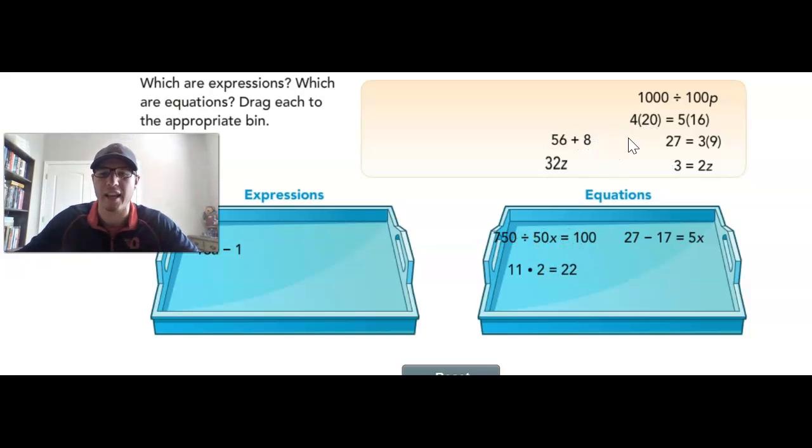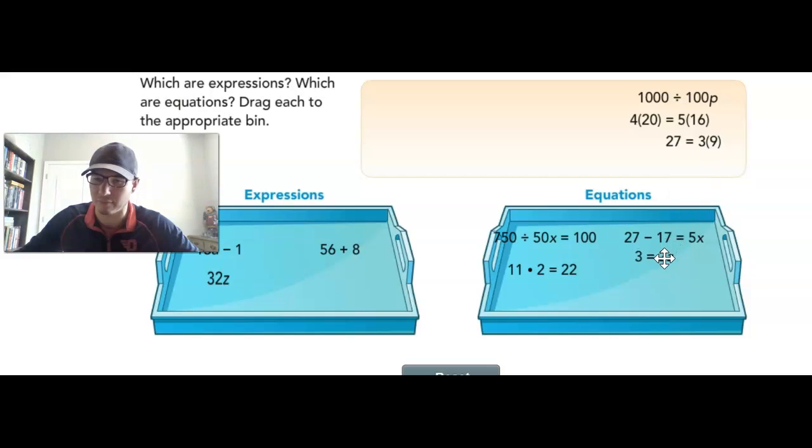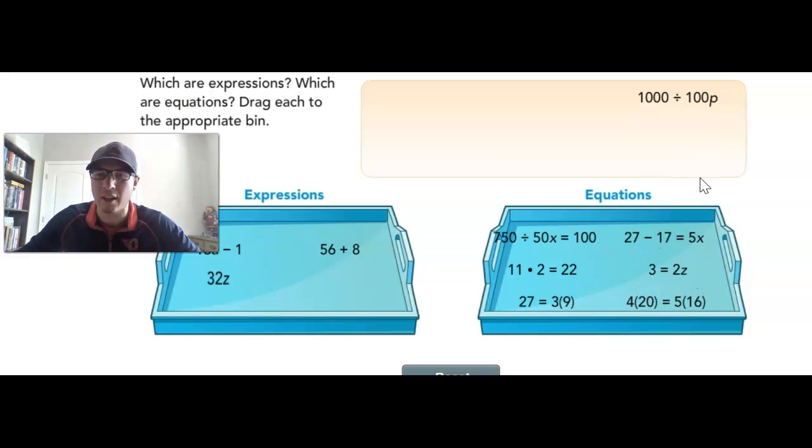56 plus 8. I didn't hear an equals, so that is an expression. 32z, 32 times z, is an expression. 3 equals 2z. You got it. An equal sign. And 1,000 divided by 100p does not have an equal sign, so that is an expression.